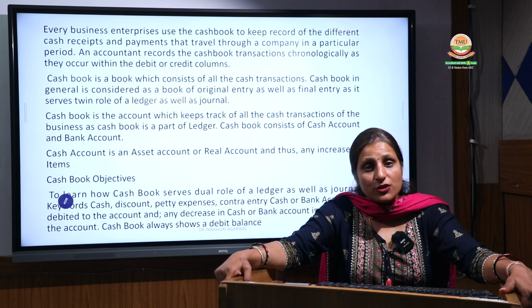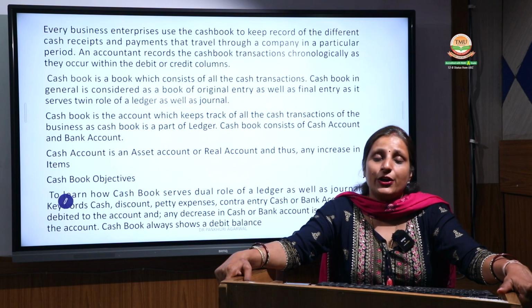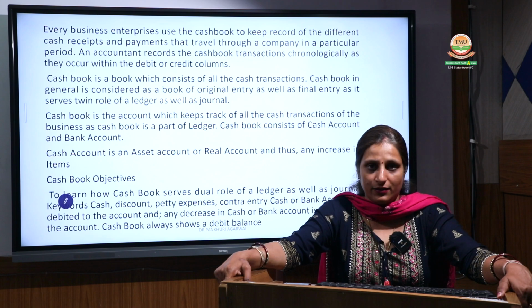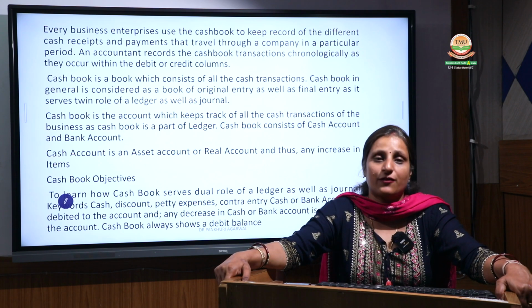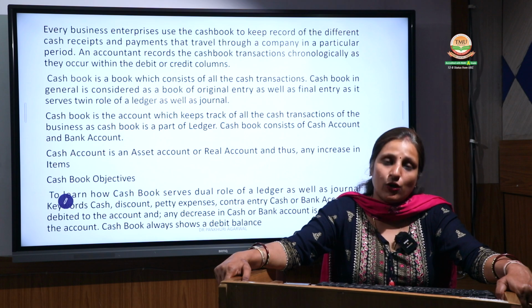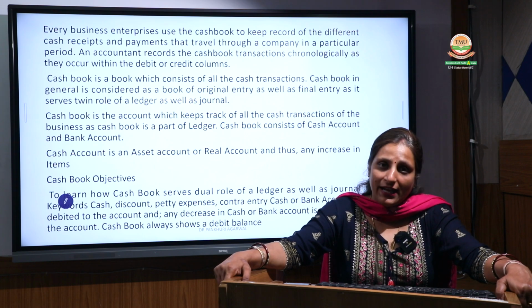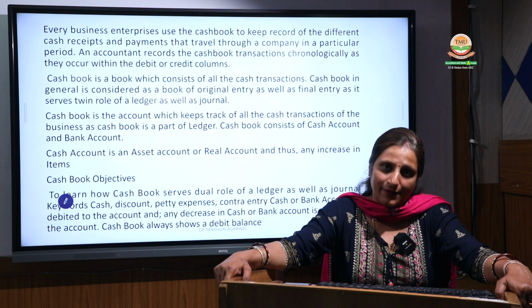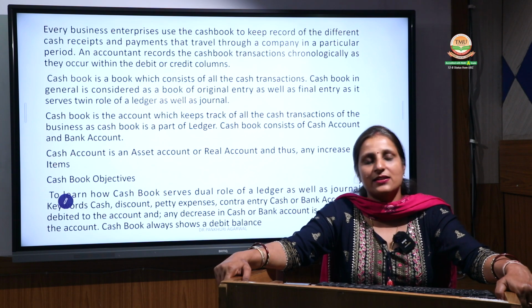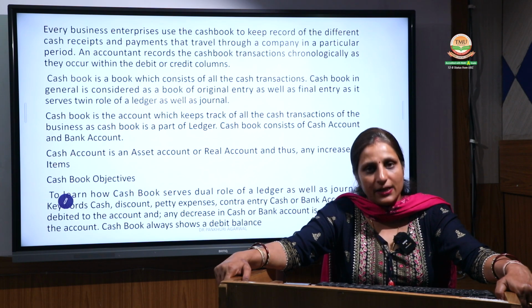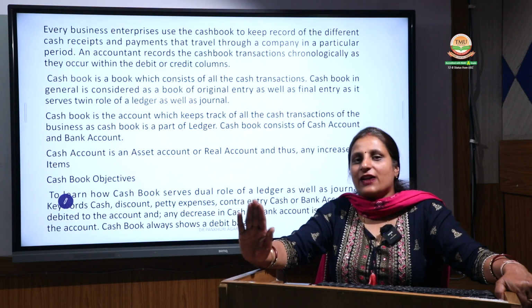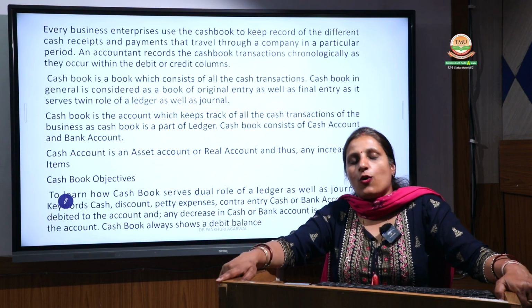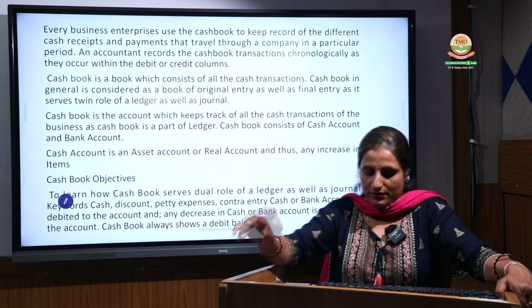And when you make a payment to anybody in the form of cash, you make the entry on the credit side. So all the receipt entries in the form of cash will be done on the debit side, and all entries in which payment is included will be done on the credit side. This is debit and this is credit. Debit includes receipt, credit includes payment. And the cash account always has the debit balance.